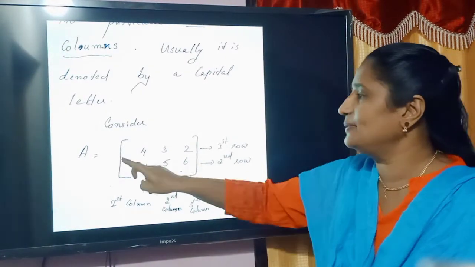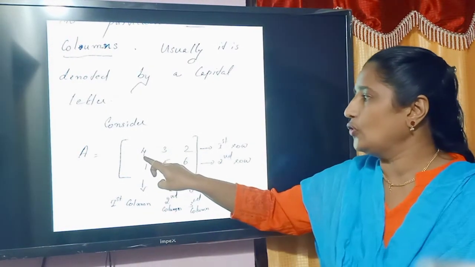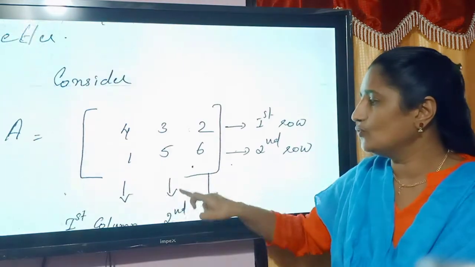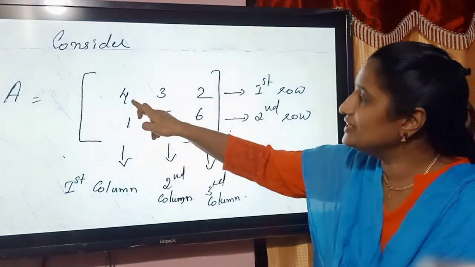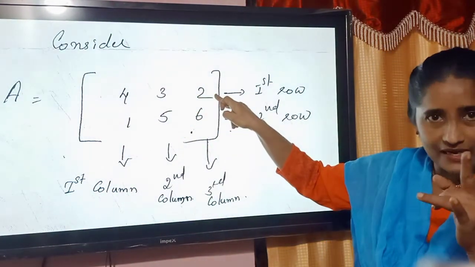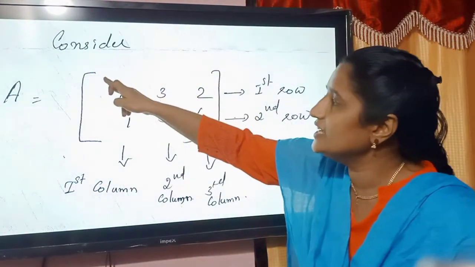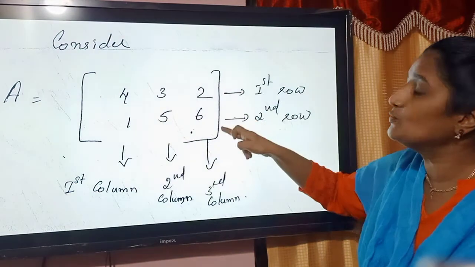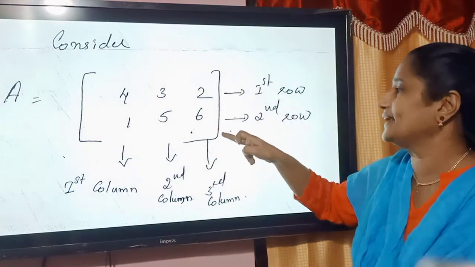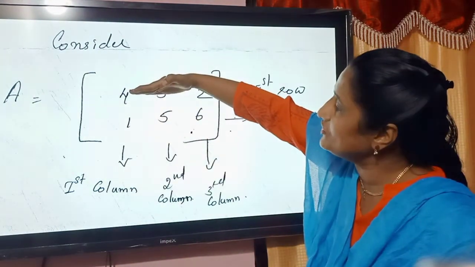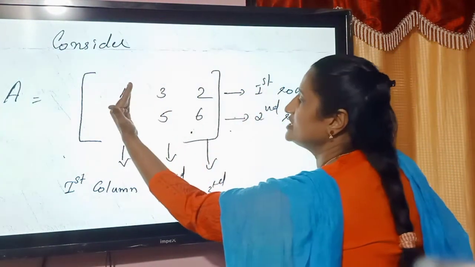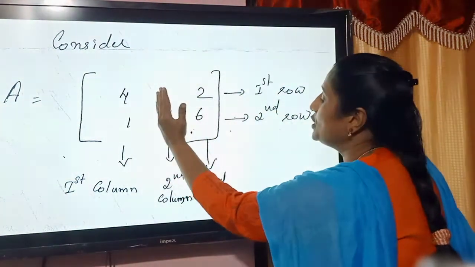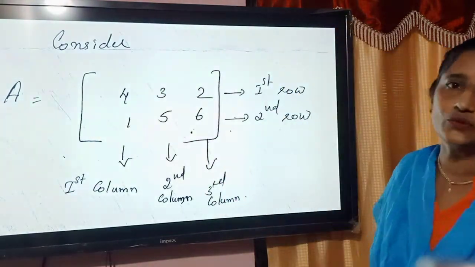Let us consider capital A is equal to 4, 3, 2 in the first row and 1, 5, 6 in the second row. Now clearly we can see that these are the elements of the matrix. These elements are written inside one box, that is a symbol of a matrix. Here this is the first row and this is the second row. Similarly, this is the first column, this is the second column and this is the third column.